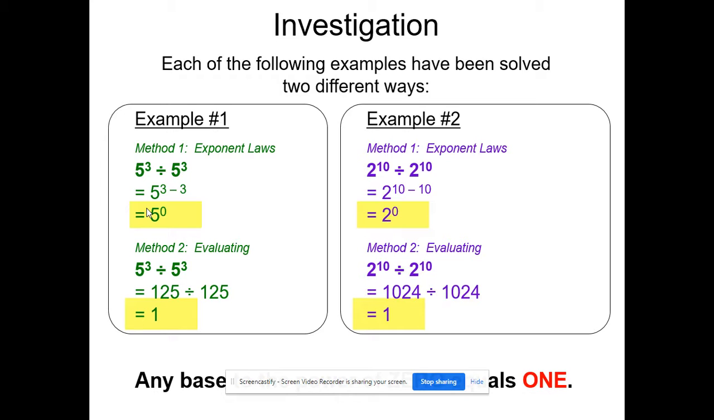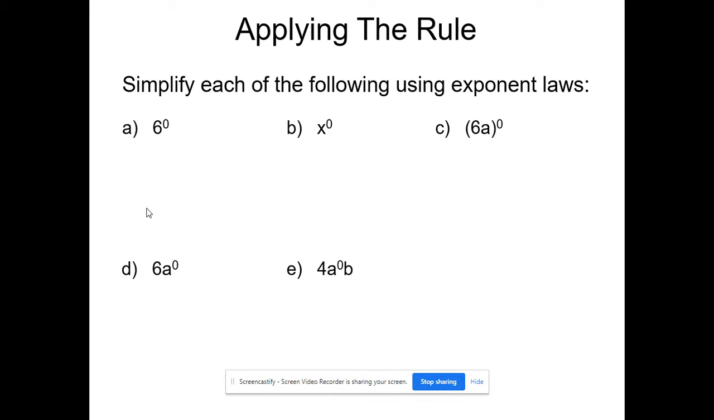So any base, with the exception of 0, so any non-zero base to the power of 0 equals 1. Because in order to get a question that has an answer of 2 to the power of 0, you have to be dividing the same number by itself. So we're going to try a couple of examples. So it says simplify each using exponent laws.